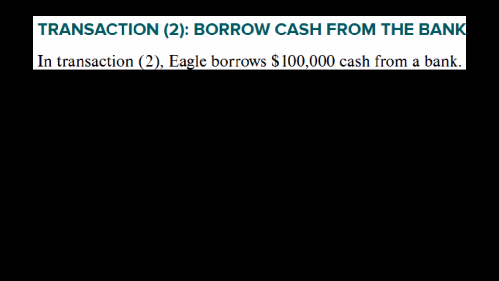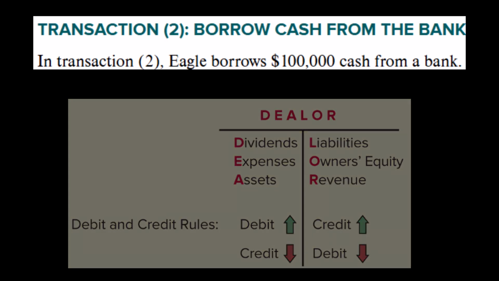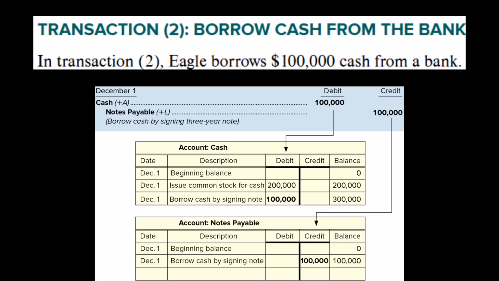So, the two accounts involved are cash and a liability called notes payable. First, cash is an asset, and it's increasing. Based on our rules, assets increase with a debit. Second, notes payable is a liability. Our liabilities are increasing because we now owe the bank money. Liabilities increase with a credit. So, we will debit cash for $100,000 and credit notes payable for $100,000. Then, we post that to our T accounts.